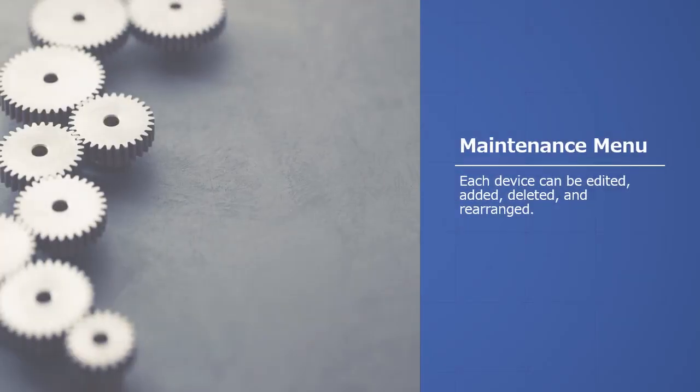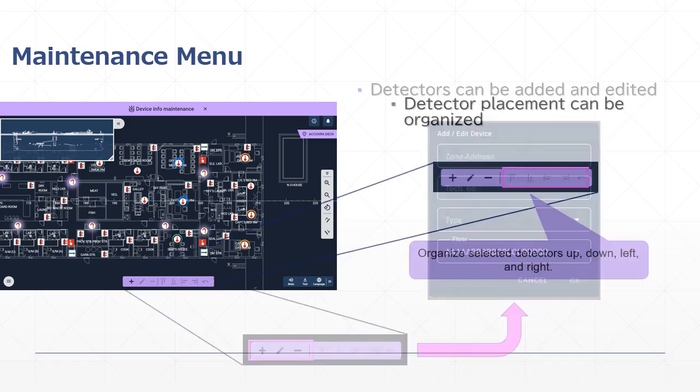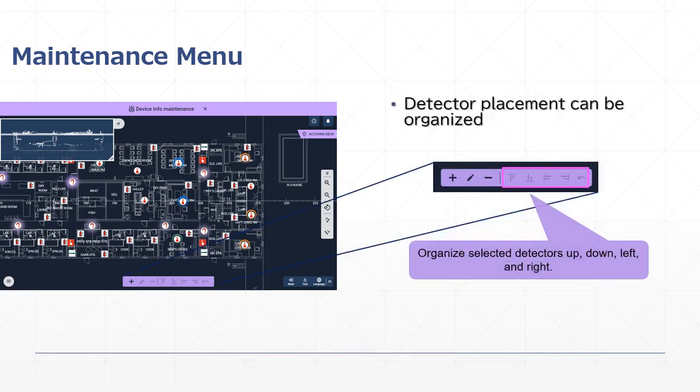From here, let me introduce the maintenance menu. In the maintenance menu, you can easily add, edit, and delete detectors displayed on NHE CONNECT. Besides, there is also a function to order the arrangement of detectors, and a function to return the edited contents to the previous one. There are various other functions. Let me introduce some of them.